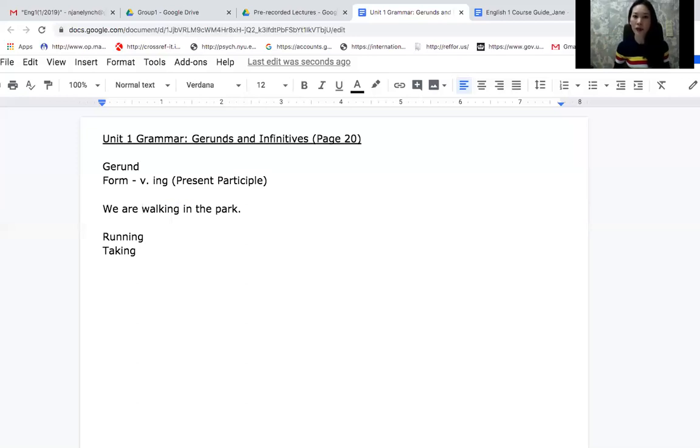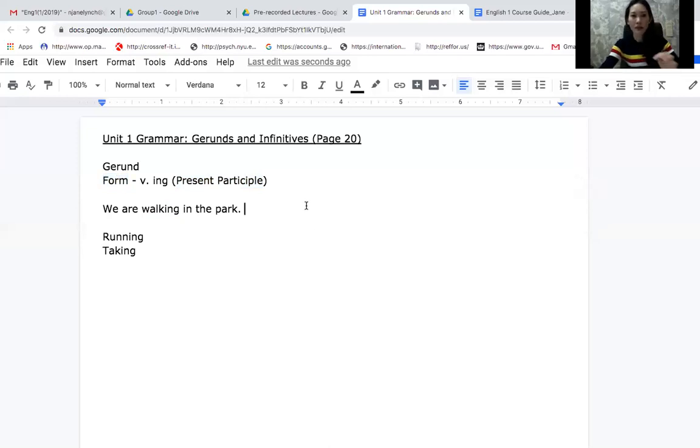What is the main verb of this sentence? The main verb of this sentence is "are walking." It's the whole thing together. You cannot say walking is the main verb of this sentence because walking is only present participle. It's not a tense. It's a form. I say again, present participle is a form. So it's not a tense.